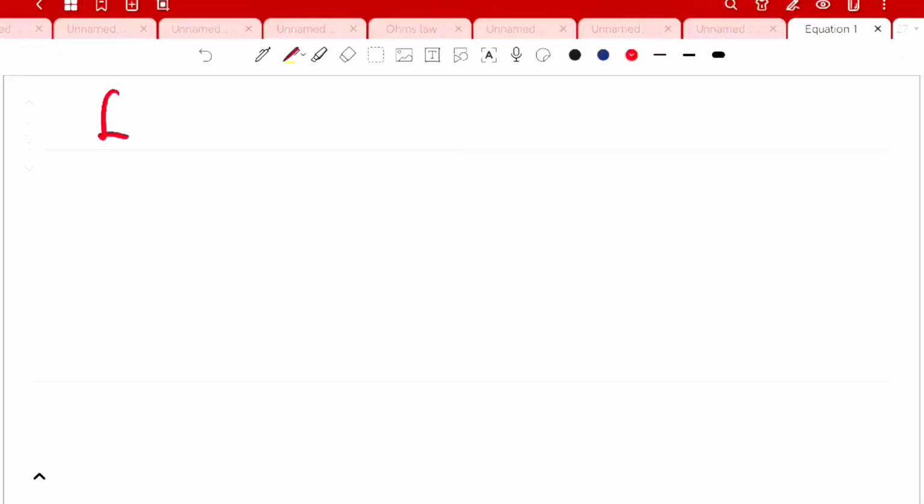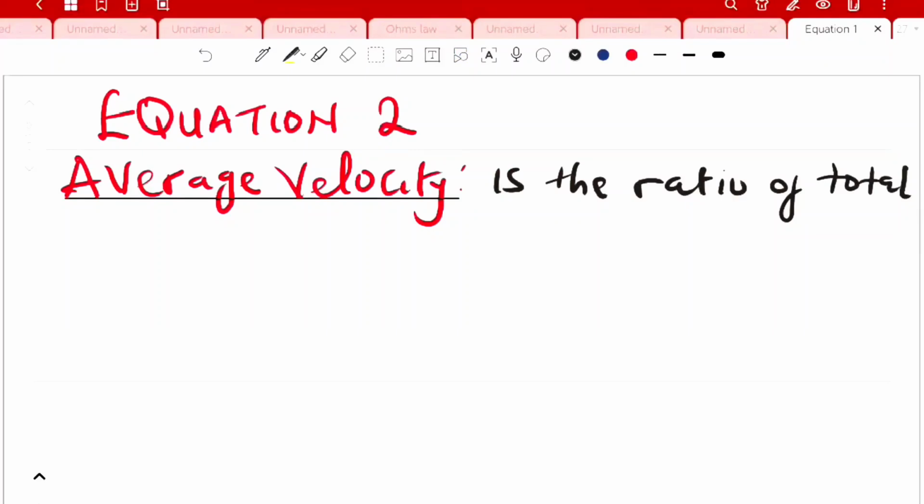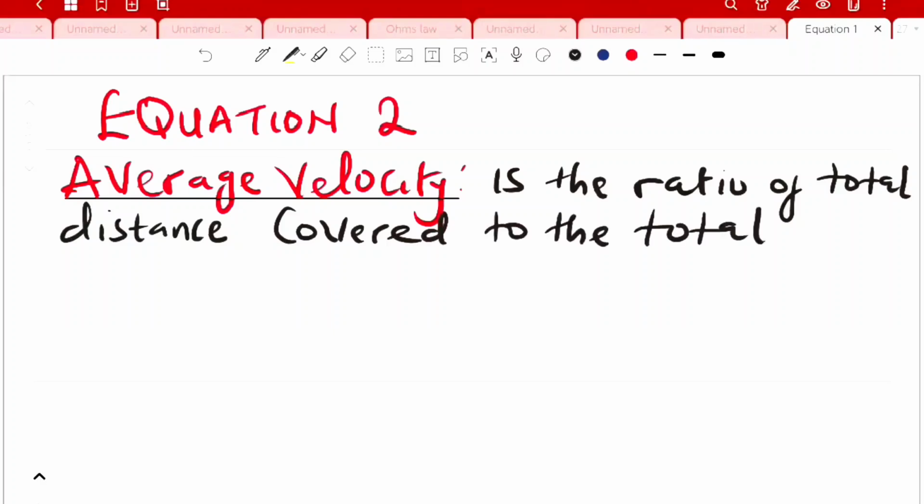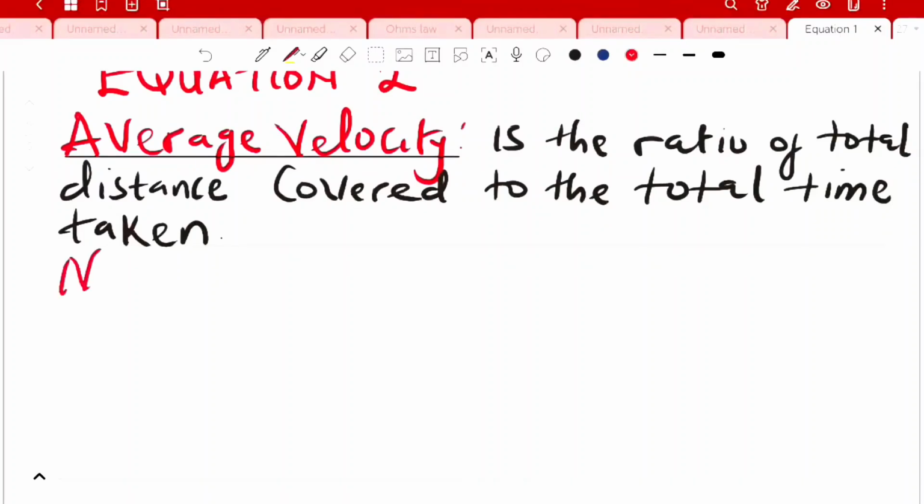All right, let's derive the second equation of motion. The second equation of motion, which is linear motion, can be derived from the definition of average velocity. Average velocity. By definition, what is average velocity? You can define average velocity as the ratio of total distance covered to the total time taken to cover that distance. So the three components here: we have distance, we have time, we have average velocity.